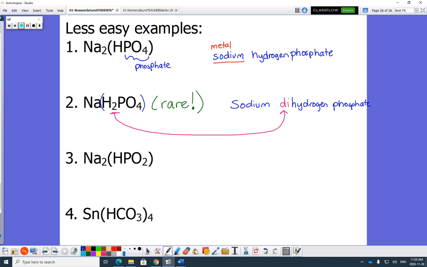But just in case you see a metal and a polyatomic ion and it says dihydrogen in there, then I just wanted you to see it. This one is rare, but not so bad, okay? So this is sodium again, and hydrogen. And this almost looks like phosphate. So this is where now we're mixing the oxygens too. So if you have 2 less oxygens, it's hypoite.